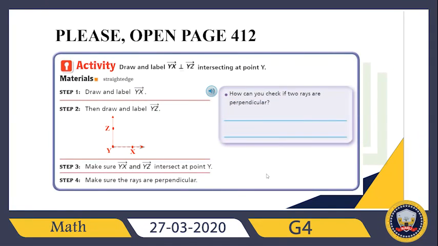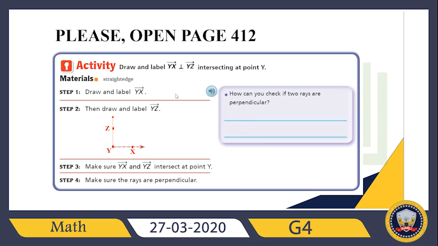Good. Right now, please turn to the page. Page 412. It says draw and label line, ray YX, perpendicular ray YZ, intersecting at point Y. Y is the common point. Because of this, they need to intersect at point Y. So it says draw and label YX. We already drew a ray for ray YX. Then draw and label YZ.